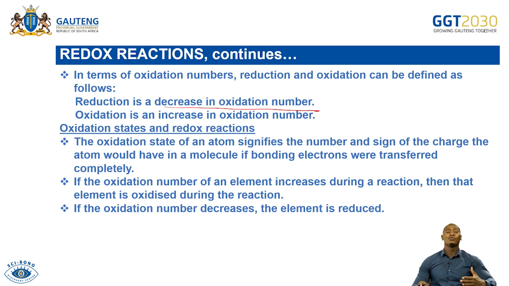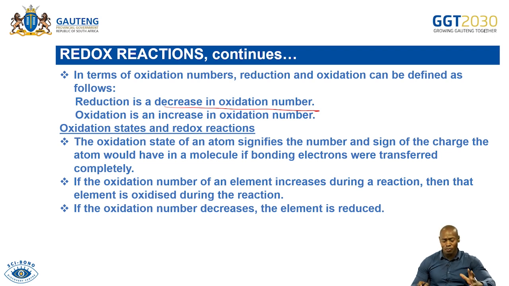That is another thing which is very, very important, right? How are you going to tell that there is loss of electrons? There is an increase in oxidation numbers. How are you going to tell that there's gain of electrons? There will be a decrease in oxidation number. How are you going to tell that there's loss of electrons? There will be an increase in oxidation number.